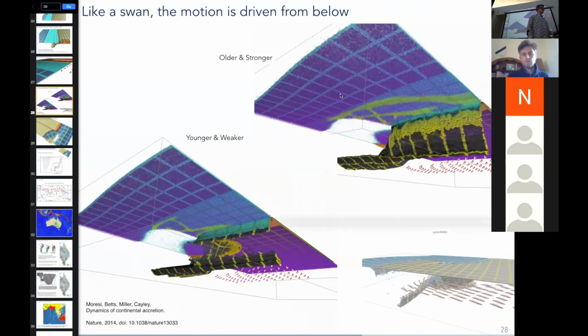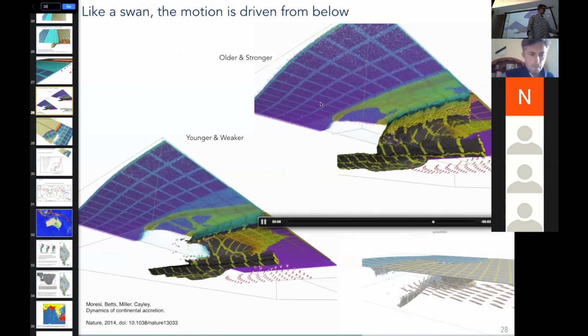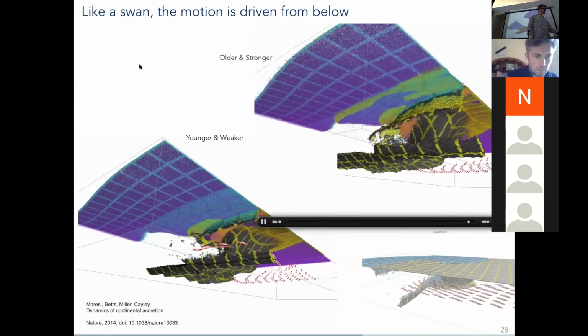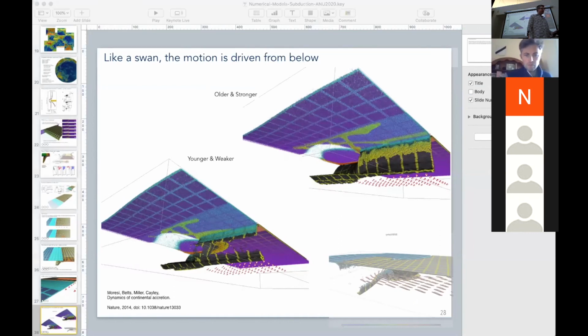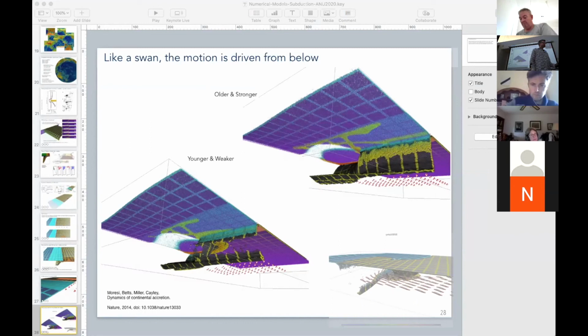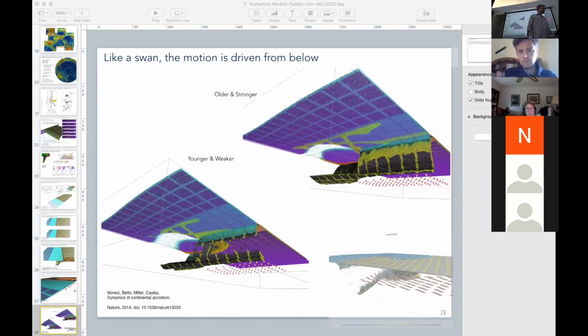I don't know if that's the right way to view it. Go back to Zoom. Where's my other Zoom window gone? There we go.